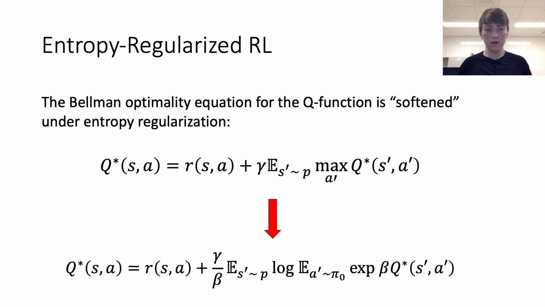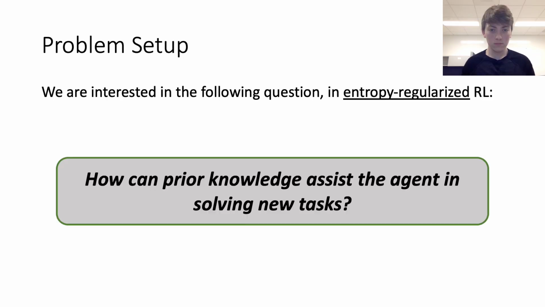In entropy-regularized RL, the Bellman optimality equation changes. Rather than having a hard max, we have a log sum exp, and this Q function can again be solved through iterating a backup equation. In this work, our main goal is to study how prior knowledge can assist an agent in solving new tasks, particularly in the entropy-regularized setting.